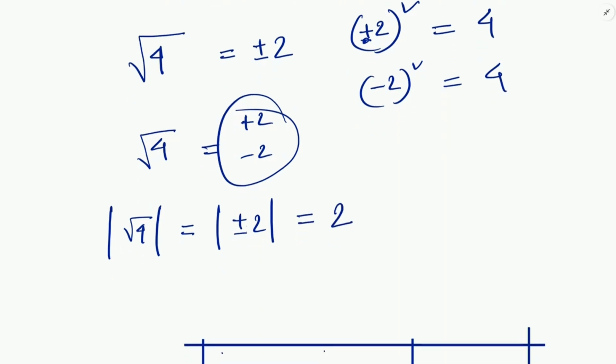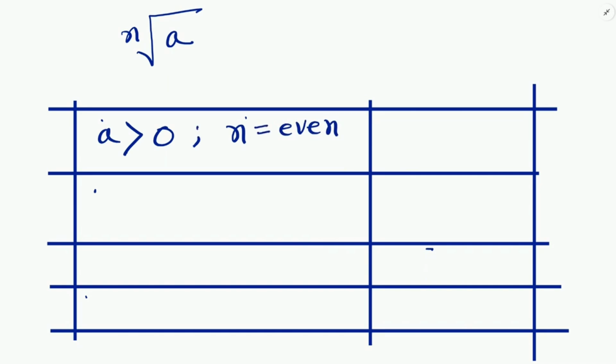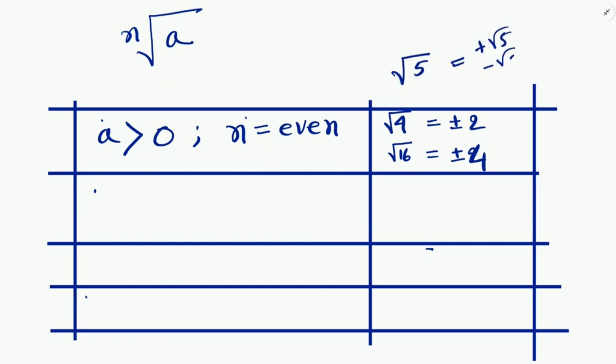Now let's discuss some properties. As I already wrote, nth root of a. When a is greater than 0 and n is even, in this situation we will always get 2 roots, but with opposite signs. For example, the square root of 4 gives us plus minus 2. The fourth root of 16 gives plus minus 2. In each case we get 2 roots but the sign is opposite. We can have the square root of 5. It will give us plus square root of 5 and minus square root of 5. Always 2 square roots but opposite sign.